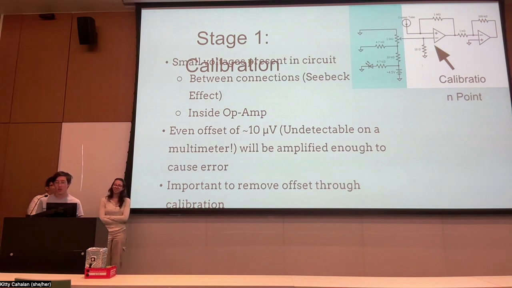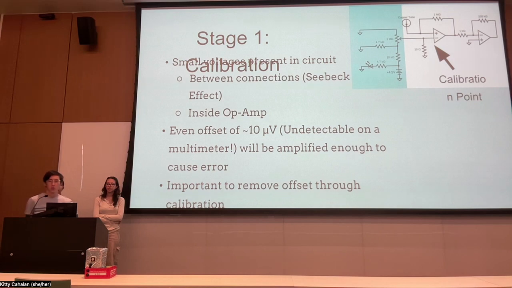This is the calibration stage. In any electrical circuit, there will be small voltages present between connections and in the internal circuitry of the operational amplifier. Normally these are negligible. They're on the scale of 10 microvolts and not even detectable on a multimeter. But because we're amplifying these voltages by such a large amount, they will be amplified enough to actually drown out the actual signal. So it's important to cancel out these offsets through the calibration circuit.